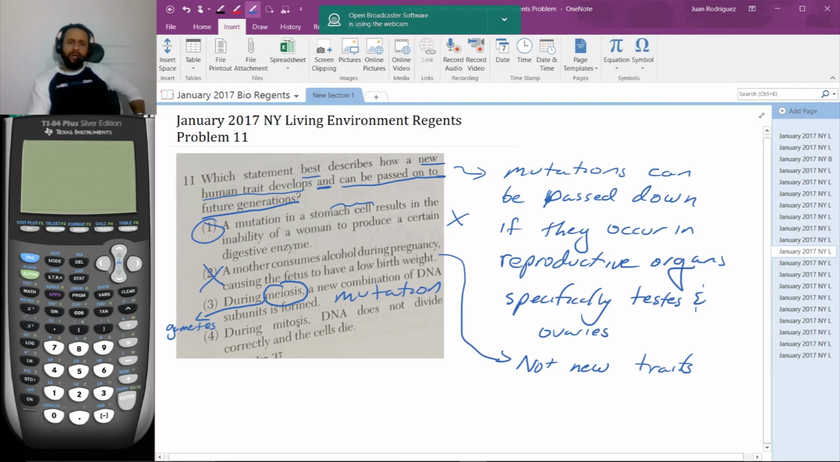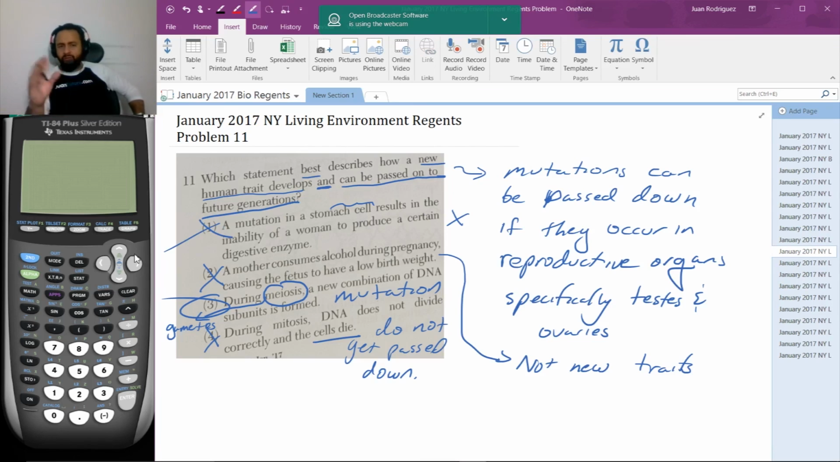The fourth one, during mitosis, DNA does not divide correctly and the cells die. Well, if the cells die, they don't get passed down. So that's not it. So definitely the answer is, oops, I'm sorry, I got confused here. Hopefully you guys caught that I said that this is not the answer and I somehow circled number one. I'm not going to redo the video just because I circled that. So look, it's not number one.